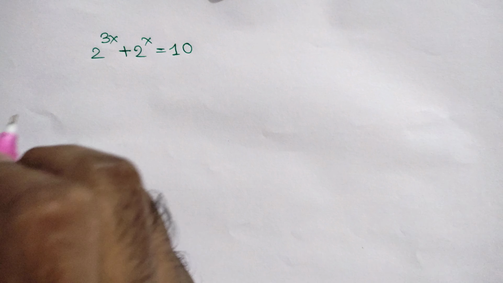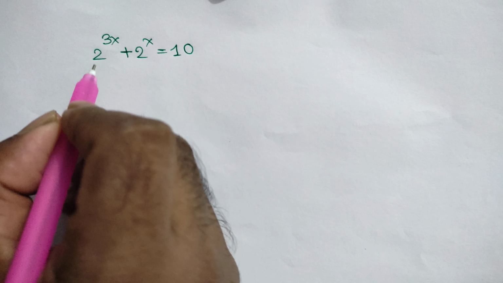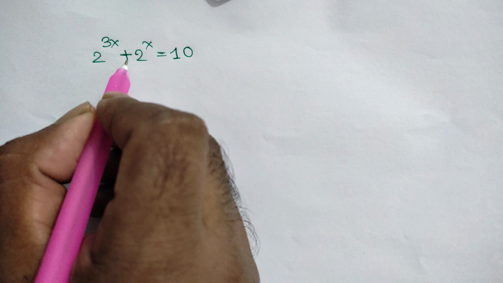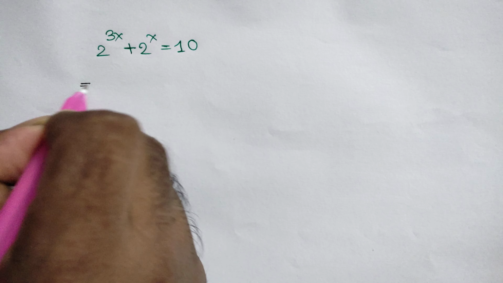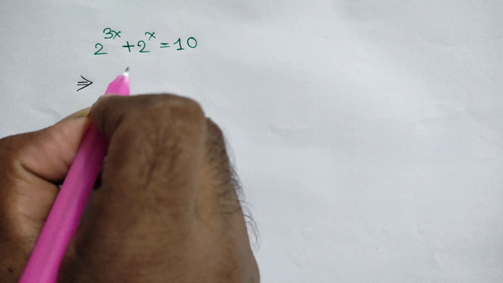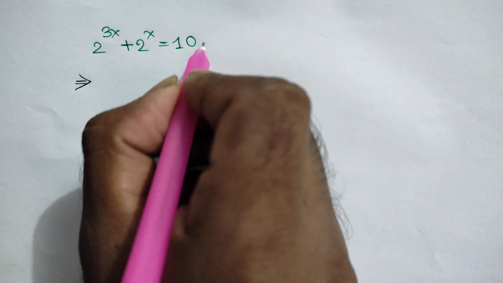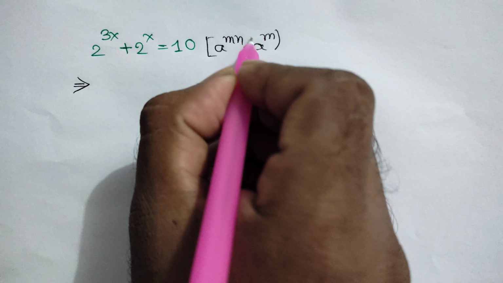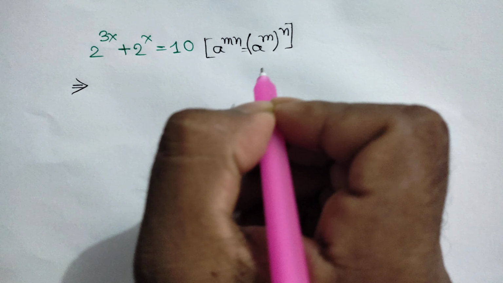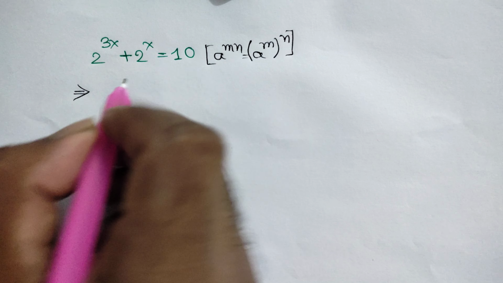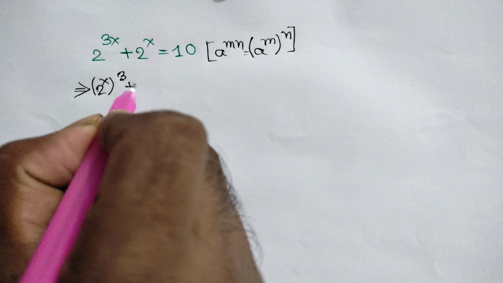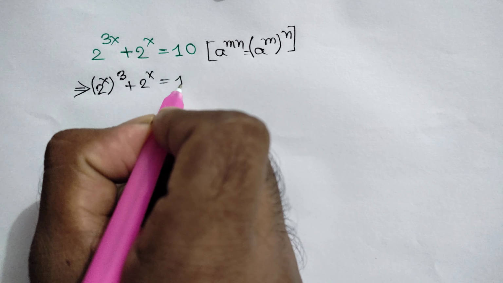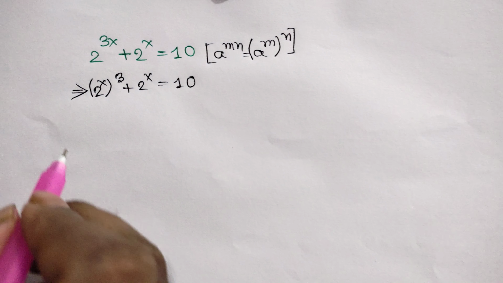In this video I am going to show how to find the value of x where 2 to the power 3x plus 2 to the power x is equal to 10. We know that a to the power mn is equal to a to the power m whole to the power n. Now applying this formula, we can write (2 to the power x) whole cube plus 2 to the power x is equal to 10.